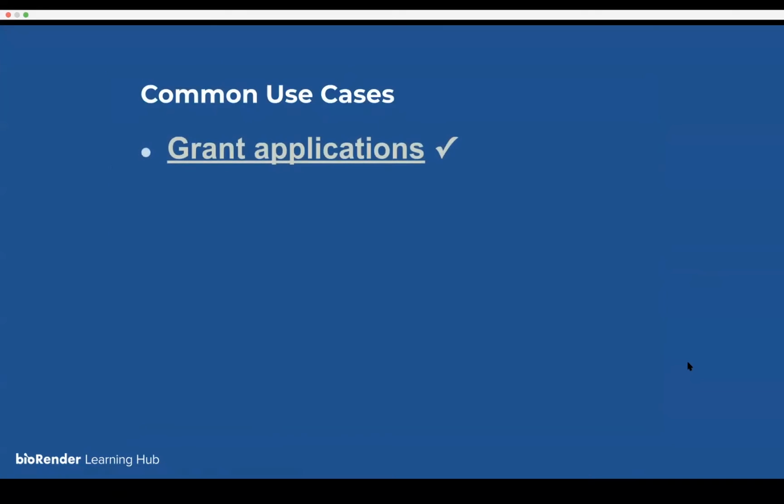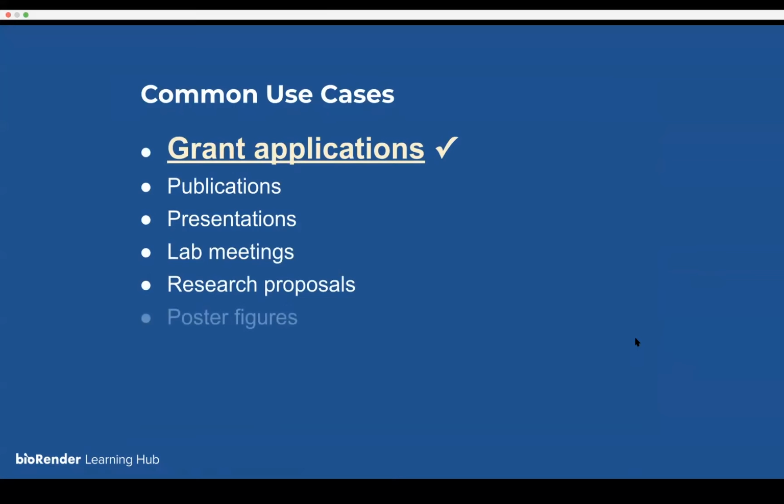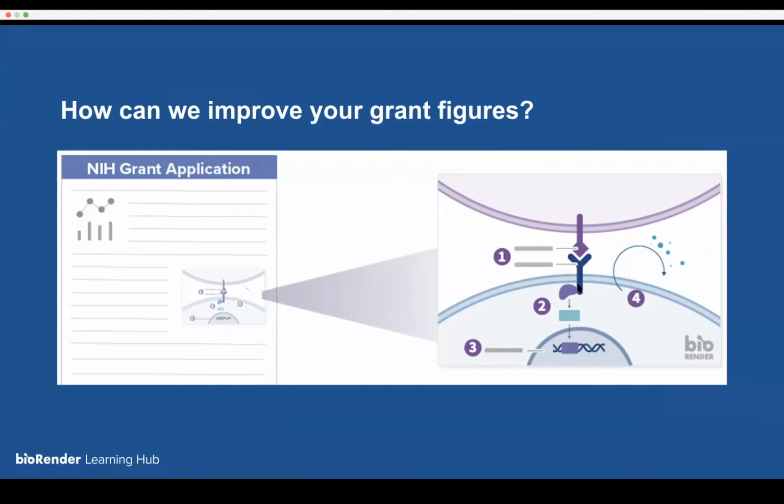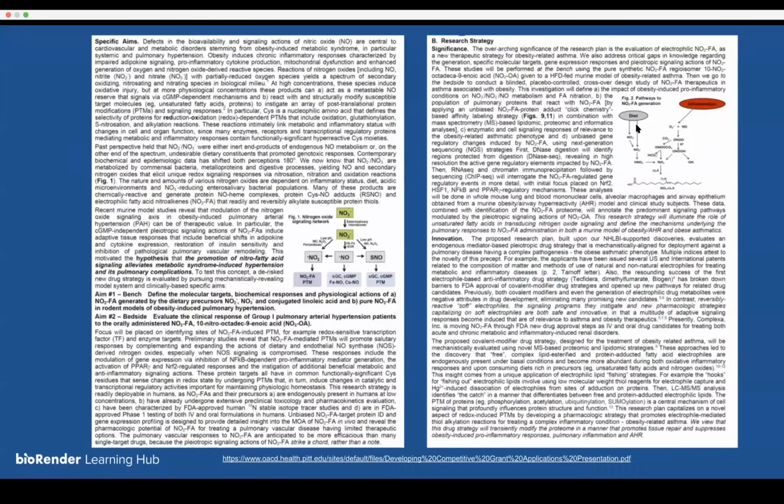So of course, some common use cases of BioRender are for grant applications, publications, presentations, really the entire scientific endeavor, especially when it comes to communication. So thinking about grant figures in particular, how can we improve those figures? Of course, there are going to be interesting considerations compared to publications, graphical abstracts, posters, slide decks. Grants present their own unique challenges.